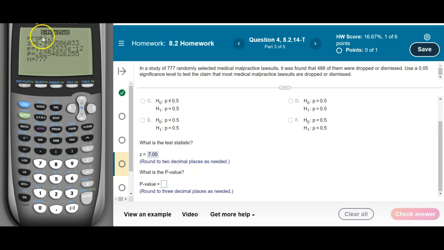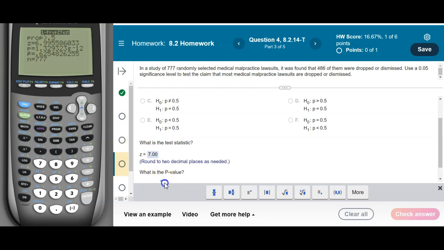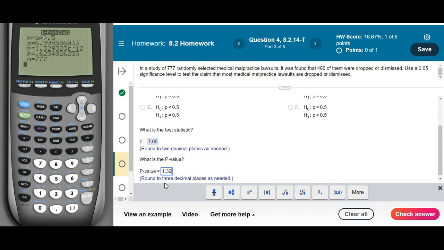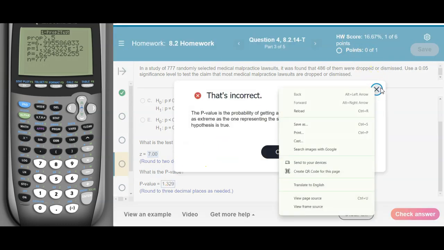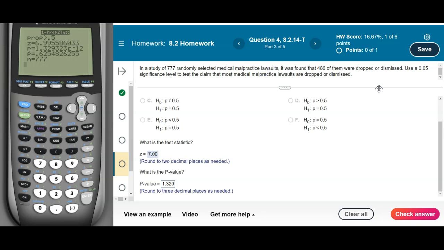Alright, what's the p-value? That's right below the z-value. Now look, it says 1.329. You can't, to 3 places, you can't put 1.329 in there. It's going to say that that's wrong. Alright, I'm going to put it in there just so you can see. If I did 1.329, it's going to say that's not correct. Alright, the reason is a p-value is a probability. A probability has to be between 0 and 1.